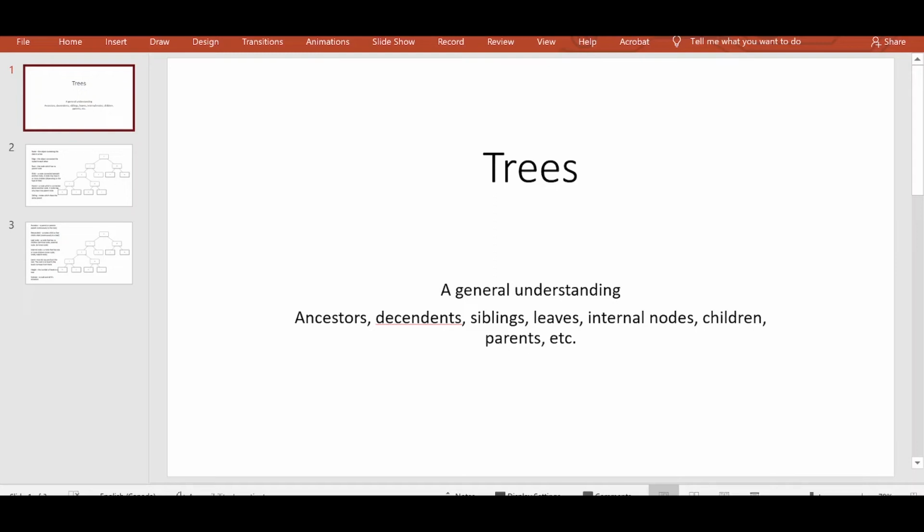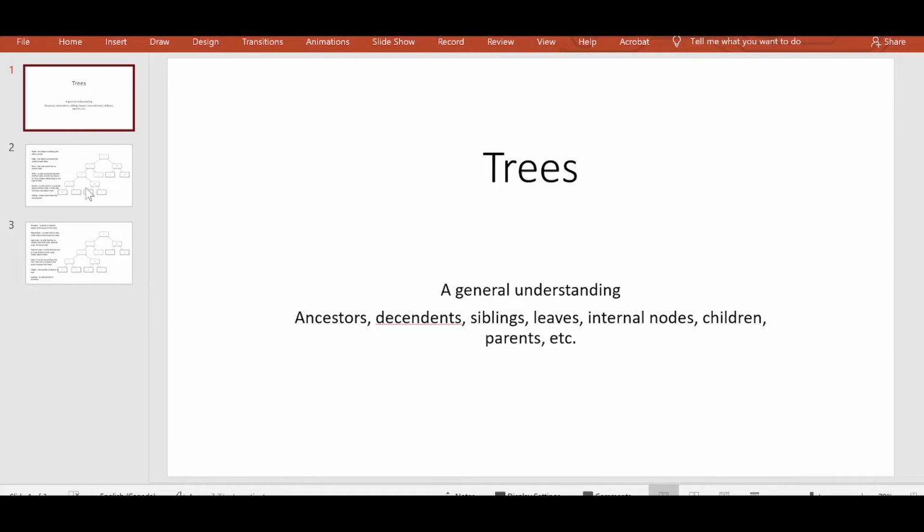Let's talk about trees. We're just going to go over a general understanding of trees, such as ancestors, descendants, siblings, leaves, internal nodes, children, parents, etc. There's lots of things to cover, but we're not going to cover traversals today, or ordered trees, or AVL trees, like self-balancing trees. Nothing like that. That will be in other videos. Today is just general trees.